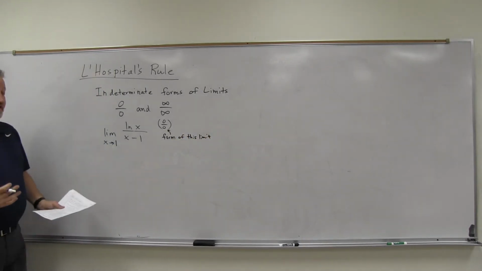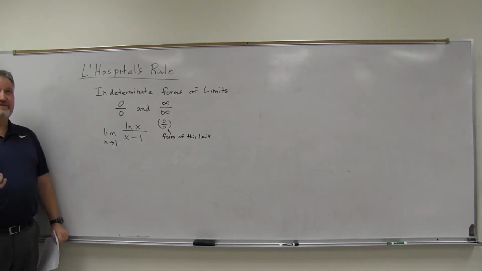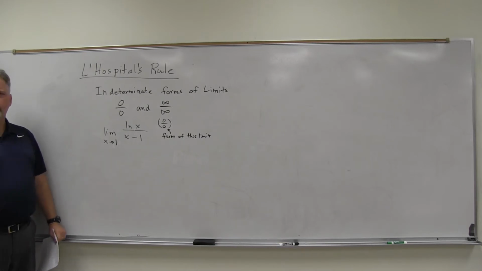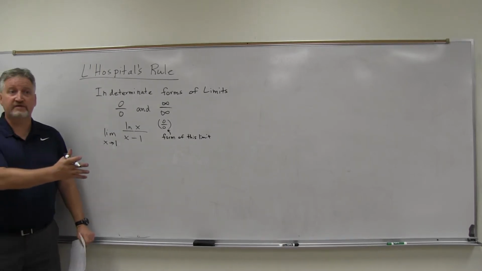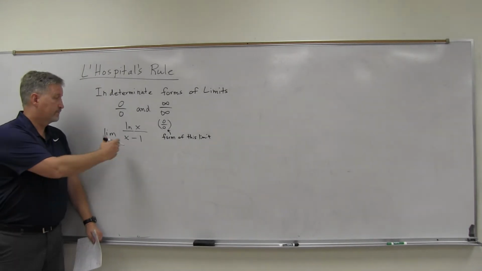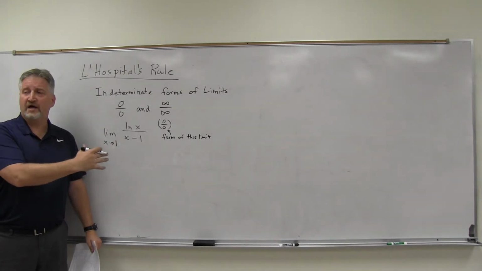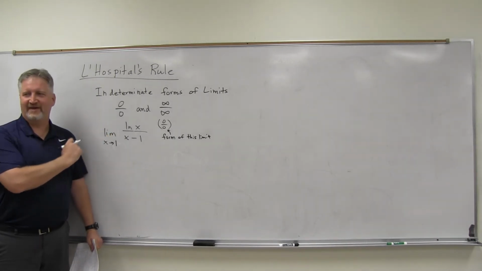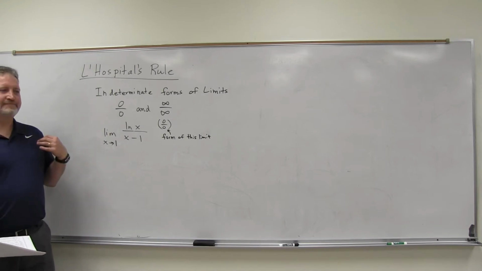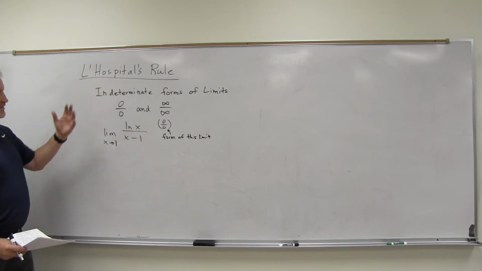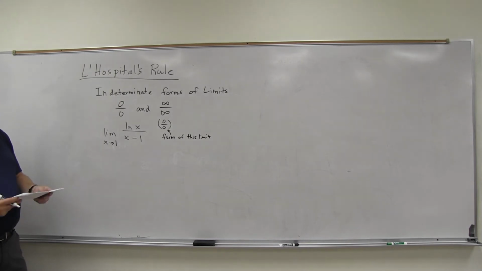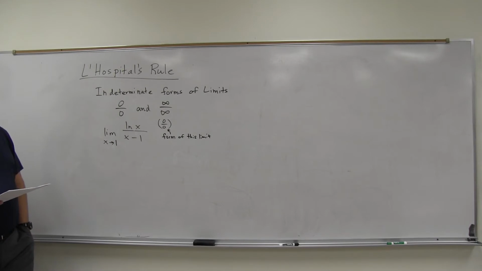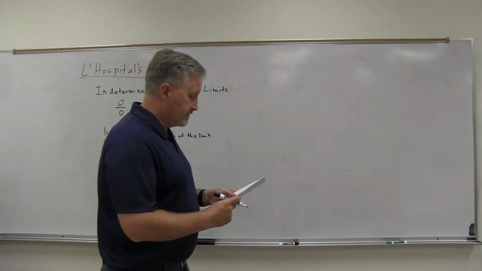Now, we've encountered 0 over 0 before. We maybe didn't say it was 0 over 0, but before, when we had 0 over 0, the denominator going to 0, remember what we did? We factored, or we used the conjugate, or we simplified. We can't do that here. So anyway, L'Hopital's rule will give us a way to determine some other of these limits.